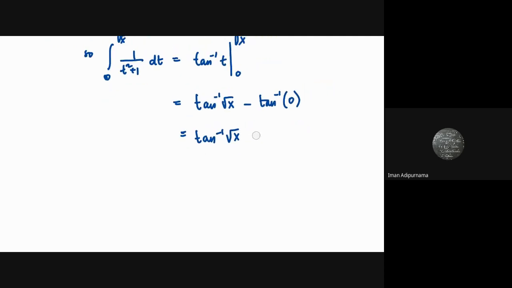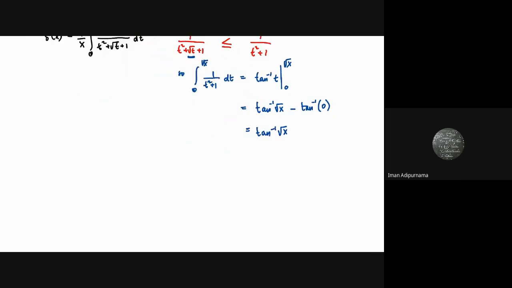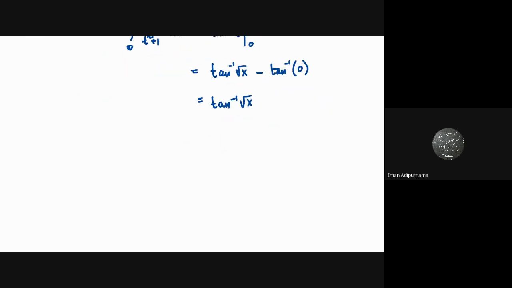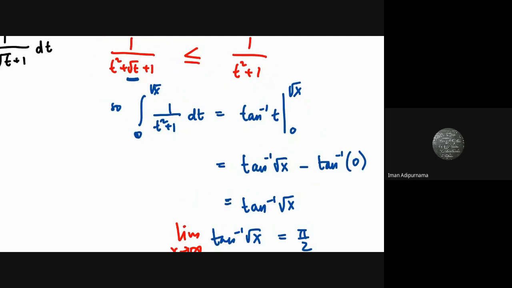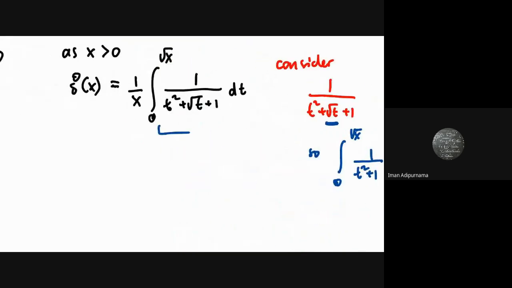At least this is tangent inverse square root of x, right? And if we have the limit as x approaching infinity, then this tangent inverse we can consider as pi over 2, right? Okay. So at least the maximum limit that we can think from our case here is pi over 2.